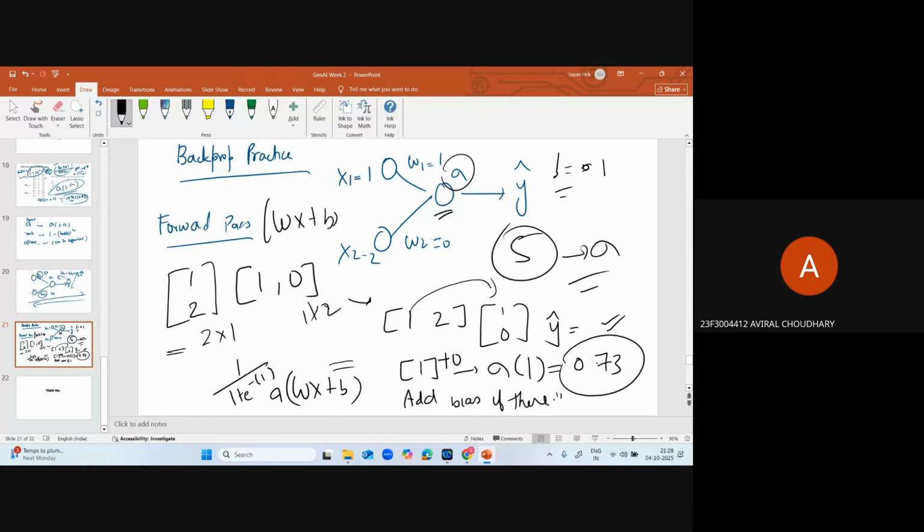So it's sigmoid of wx plus b, like you have written. Yes. So it is sigmoid wx plus b, right? If b is there, add it. If b is not there, you can skip it.